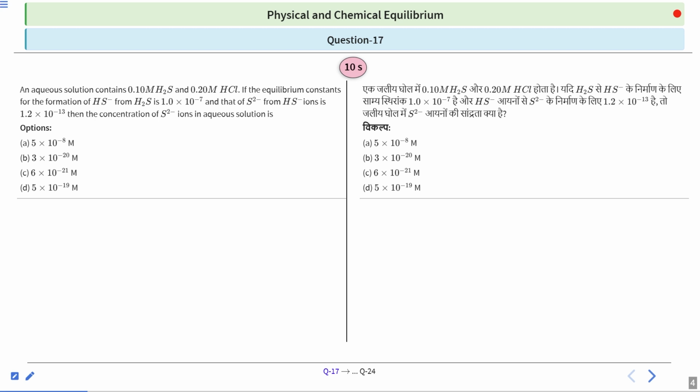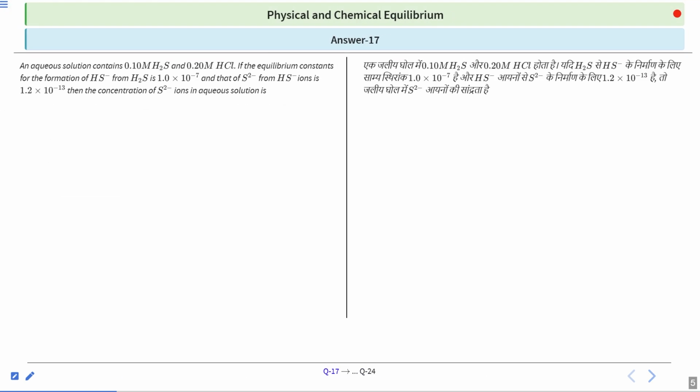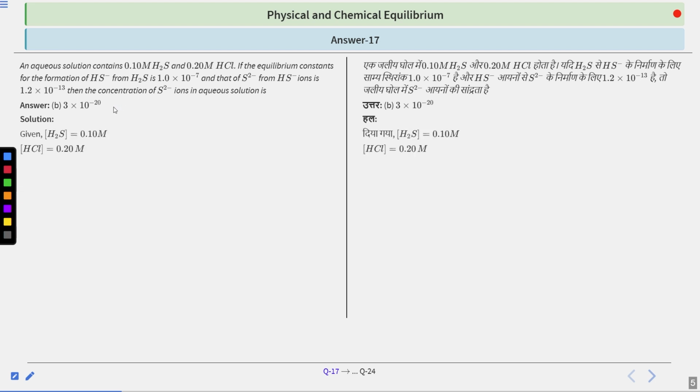So you have some time to solve this question. Your time starts now. So your time is up. For those who have solved it, the correct answer is B, 3 into 10 to the power minus 20. Okay, so this is your correct answer.